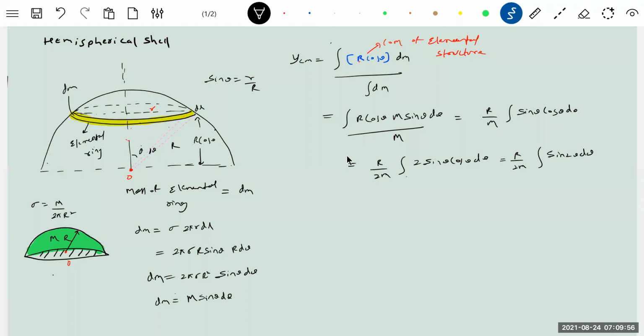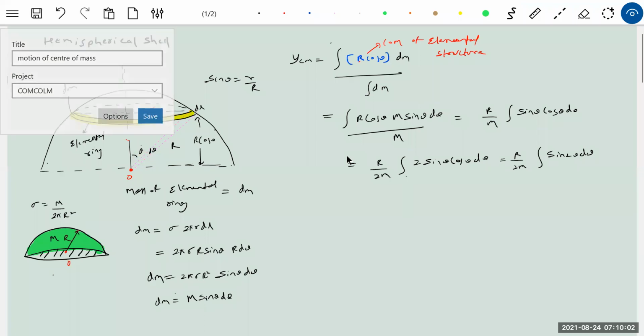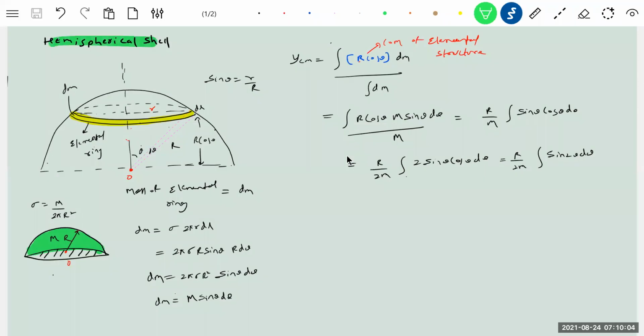Now what should be the limit? This is very important. This is where a student has to put in effort. How to get the center of mass? What should be the limit here? See, I assumed a ring. Shall I make it 0 to, this is theta, no? 0 to pi or 0 to pi by 2?